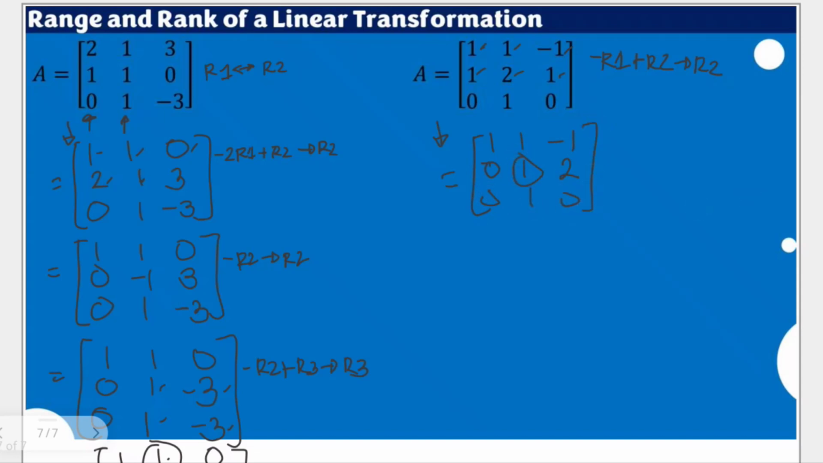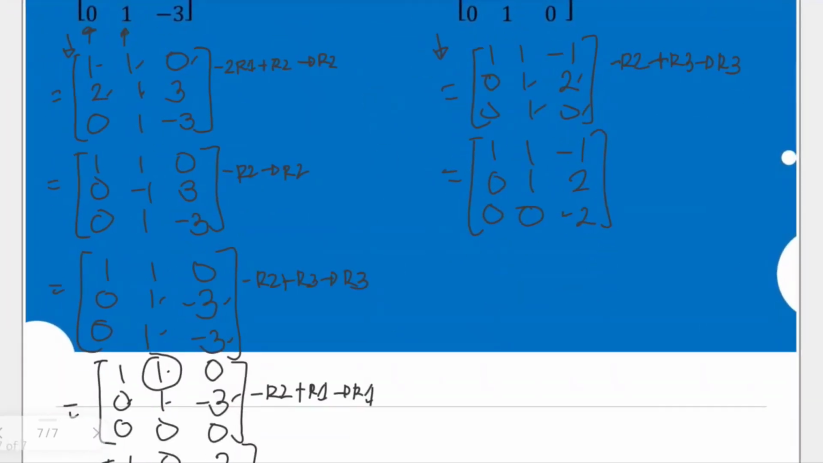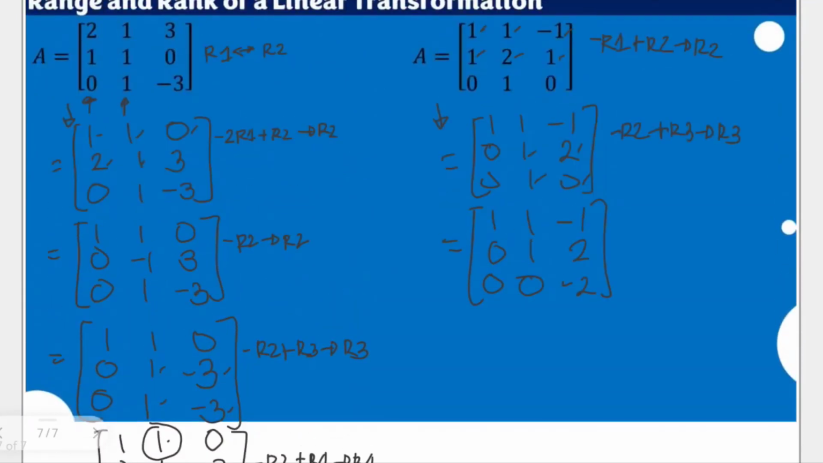Next, this is already a leading 1. Let's make this 0 by multiplying -1 to row 2, sorry, that's plus, my bad, plus row 3 for a new row 3 to make this 0 again. So you'll have here 1, 1, -1, 0, 1, 2, 0. Let's do this. -1 times 1, -1 plus 1, 0. -1 times 2 is -2 plus 0. You have -2.